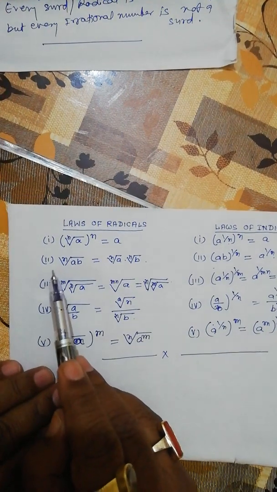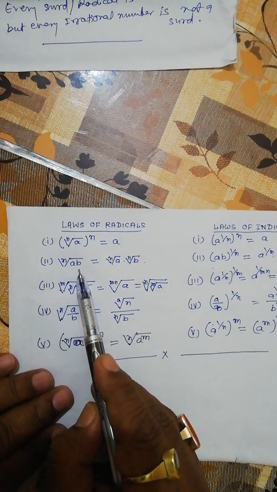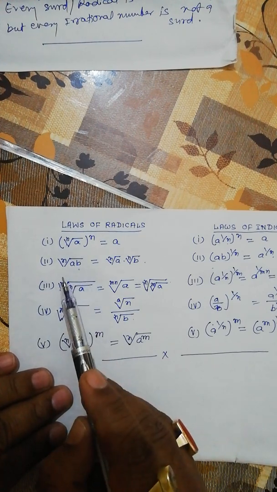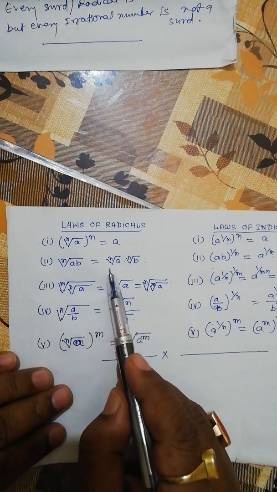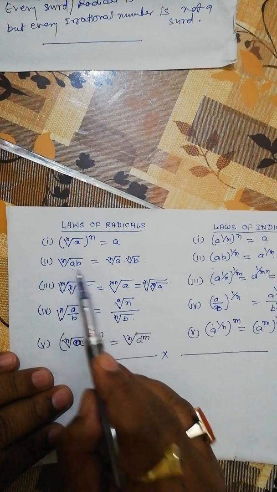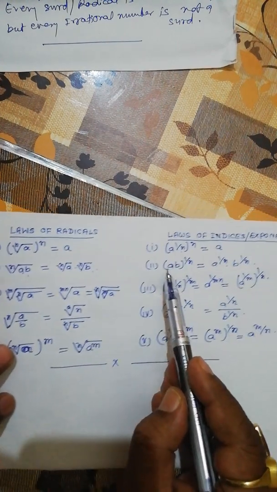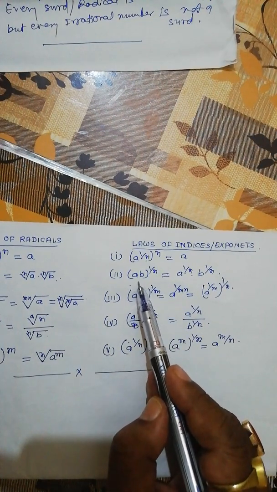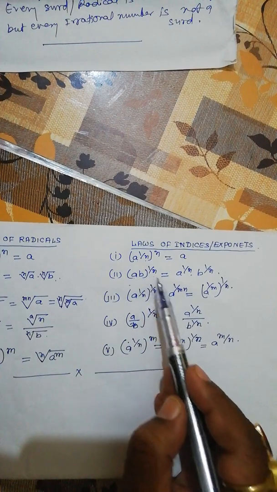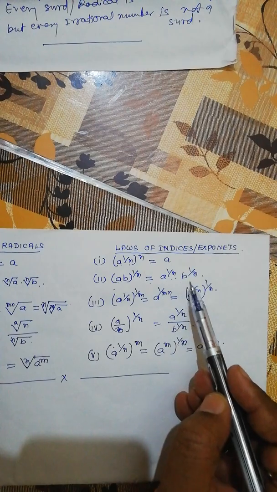Second law, the nth root of ab, where a and b are multiplied here and both are real numbers, then this can be separated like this: the nth root of a into the nth root of b. Similarly, if you come to the laws of indices or laws of exponents, then ab to the power 1 by n can also be expressed as a to the power 1 by n into b to the power 1 by n.